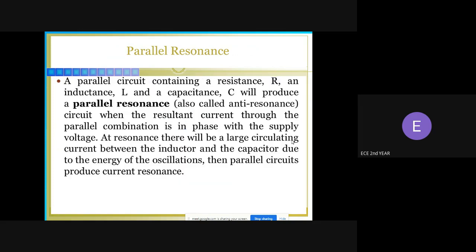A parallel circuit containing a resistance R, an inductor L and a capacitor C will produce parallel resonance, also called an anti-resonance circuit.